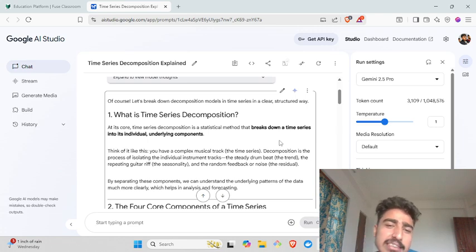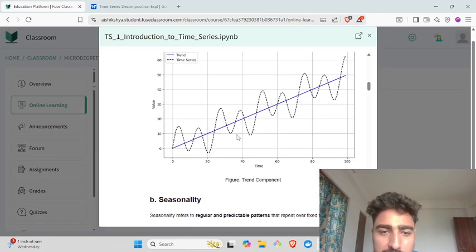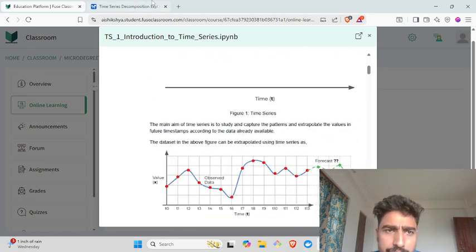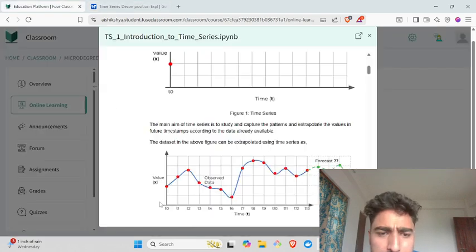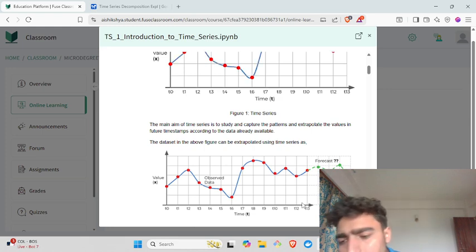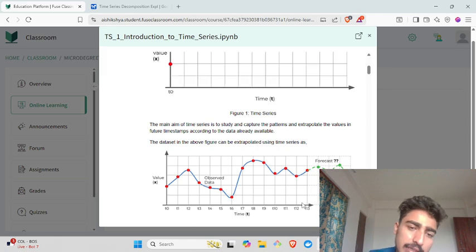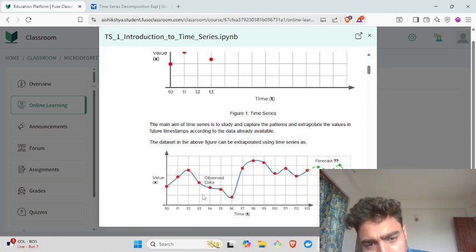Time series decomposition is a statistical method that breaks down a time series into its individual components. You have a time series, like this plot, and you want to decompose it, to see how this time series is built, how these individual data points are constructed and how they come about.